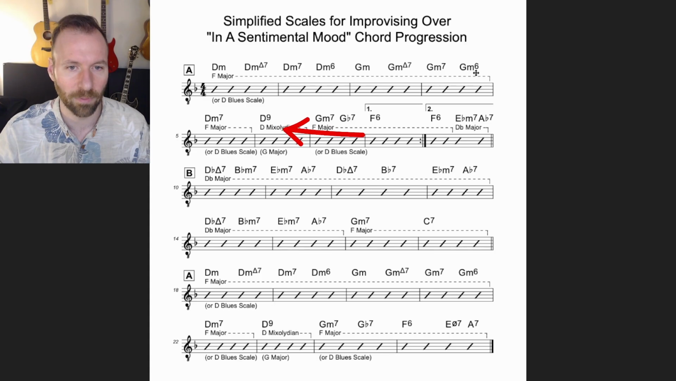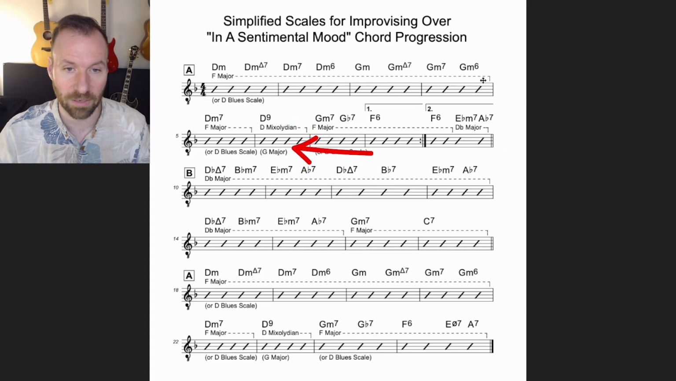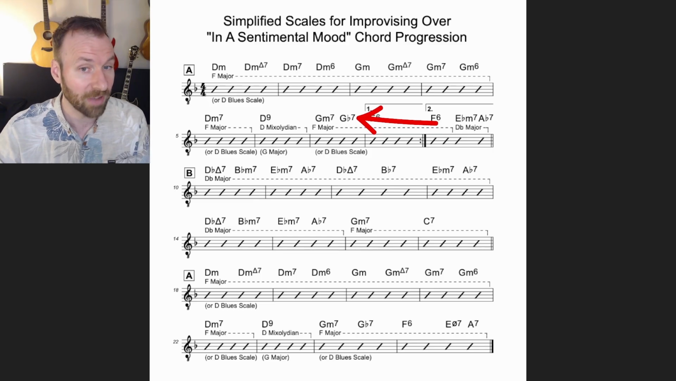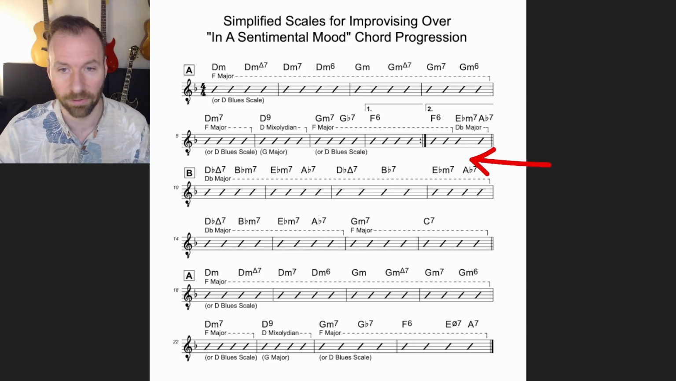And then D9, you can't really ignore the fact that that is changing there to be the 5 chord of G major. So you play a G major scale or D mixolydian, same thing. And then this here is just a 2-5-1 into F with that altered 5, but you ignore the altered 5, just play F major. Also, D blues scale still works really well here.